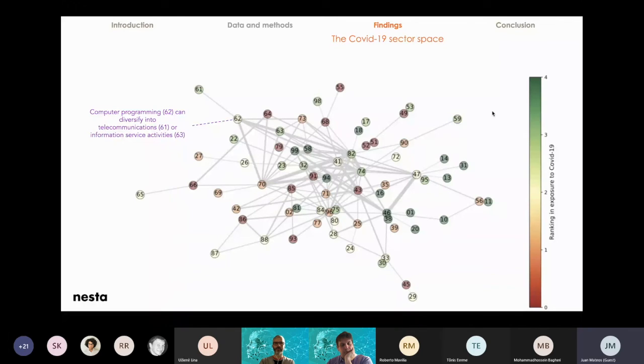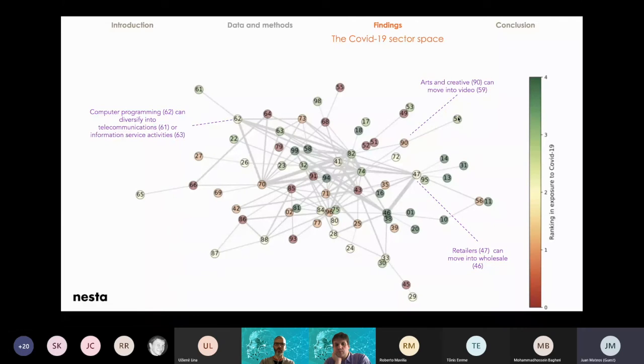And the color indicates: green is not very exposed to COVID, and red is very exposed to COVID. So it's showing us that this sector that is not very exposed to COVID might be able to diversify into other areas anyway. If we look at retailers, which is 47, they could move into wholesale, which is 46. And this is the example of shops that used to let you go into the shop and buy, and started to deliver. Arts and creative, like 90 here, could actually move into video.